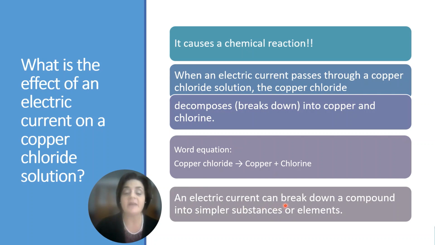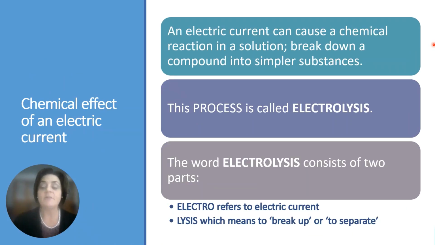So an electric current can break down a compound into simpler substances or elements when it flows through it. We now know that an electric current can cause a chemical reaction and break down a compound into simpler substances. This process is called electrolysis. Let us look at the word electrolysis. It can be broken down into 2 parts: electro, which refers to electric current, and lysis, which means to break up or to separate. So electrolysis means that by using an electric current, you can break down a compound.